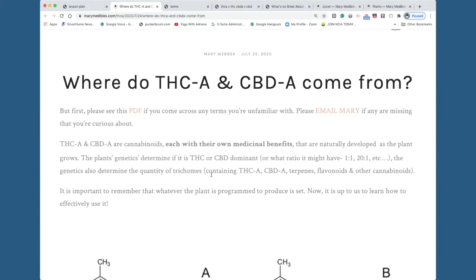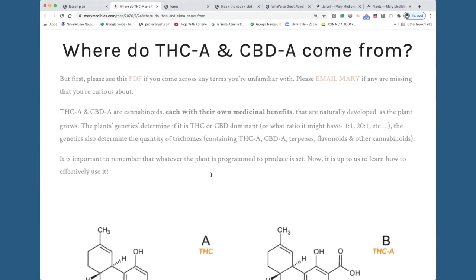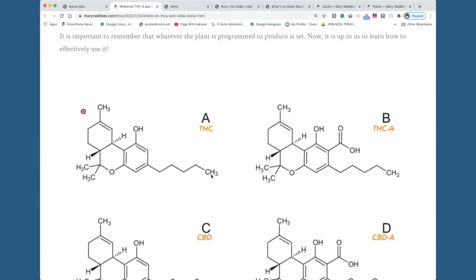The genetics also determine the quantity of trichomes containing THCA, CBDA, terpenes, which are responsible for the smell of plants, flavonoids, which are responsible for the color of plants, and other cannabinoids. It's important to remember that whatever the plant is programmed to produce, it's set. So it's up to us to learn how to use that effectively.